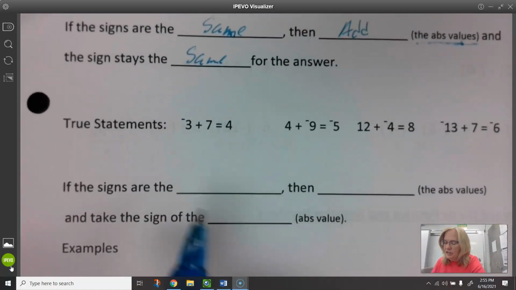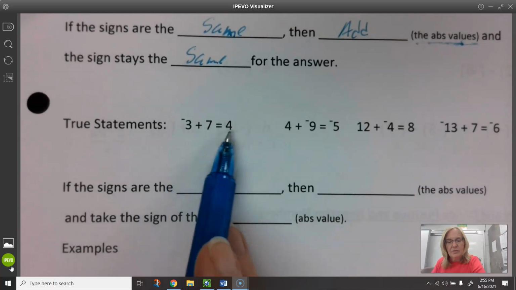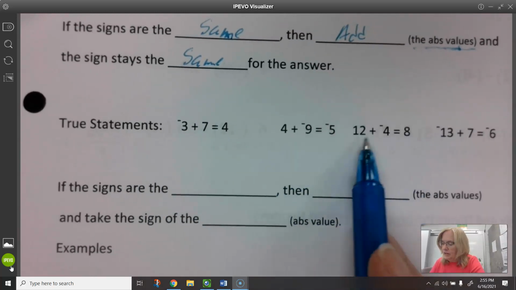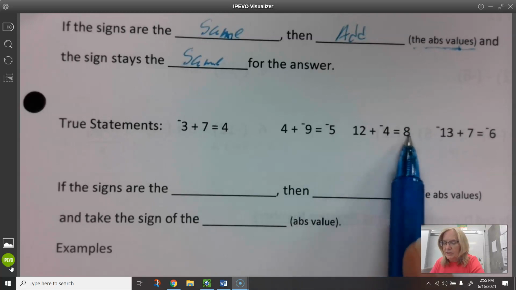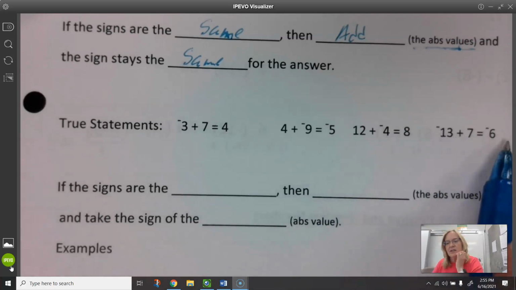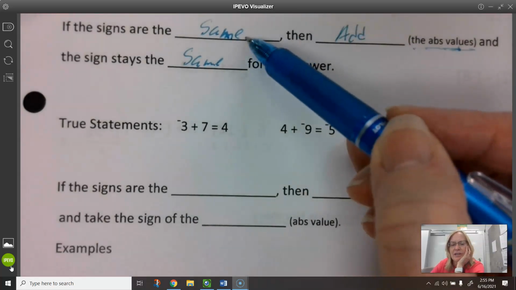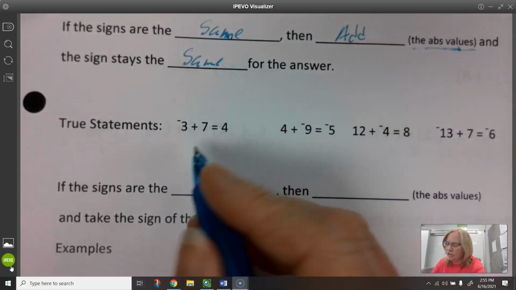Okay? Let's look at these true statements. Negative 3 plus 7 equals 4. 4 and negative 9 equals negative 5. 12 and negative 4 equals 8. Negative 13 and 7 equals negative 6. What pattern do you notice there? Another hint, too, is we talked about if the signs are the same. So notice here, my signs are different.